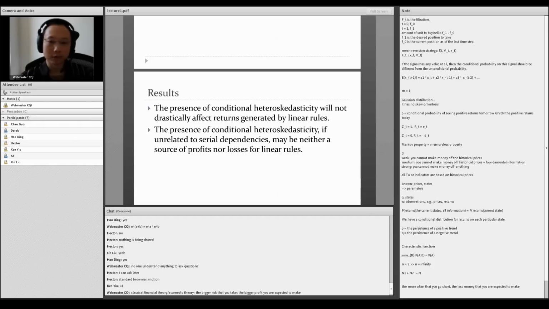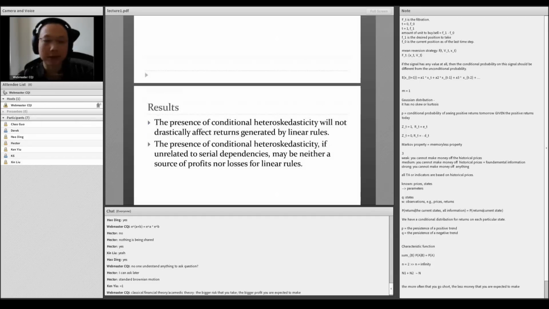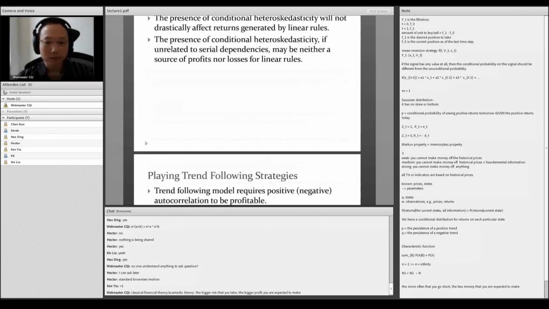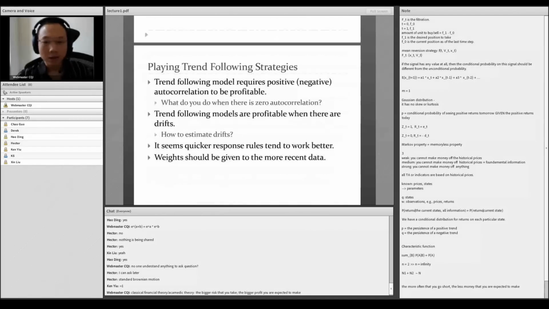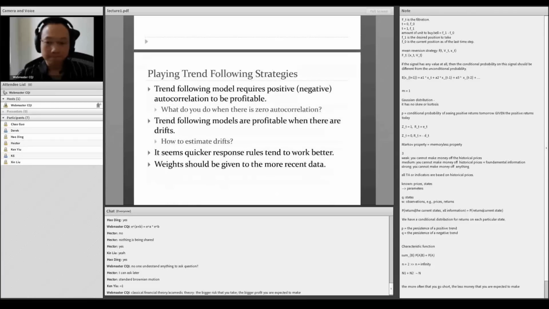So what's the general conclusion that we make? Based on the analytical analysis of the moving average crossover strategies and based on the Monte Carlo simulation on the family of linear technical indicators, we come up with the following conclusions. In order for a trend following strategy to work, it needs to have autocorrelations. Okay, so somehow the return needs to be related to the past return in some way.